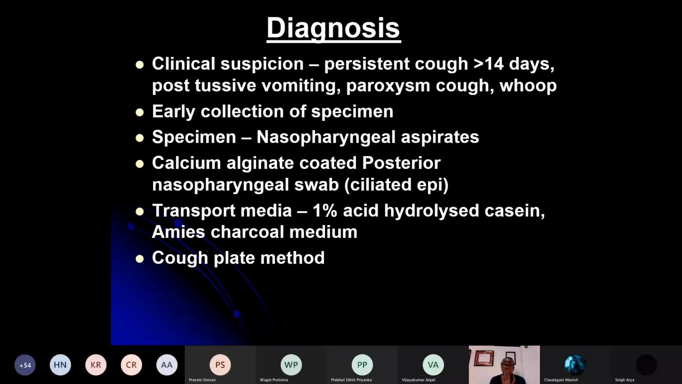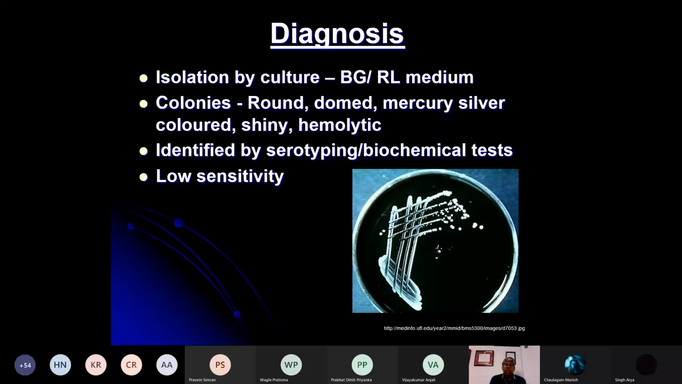But laboratory is not going to give you a reply within 24 to 48 hours. The organisms are slow growing. They'll grow like this. Dome-shaped, mercury silver colored organism on Regan-Lowe medium because of the black charcoal, and they'll be shiny. If it is a blood agar, they'll show hemolytic colonies. But this is not a very sensitive method.